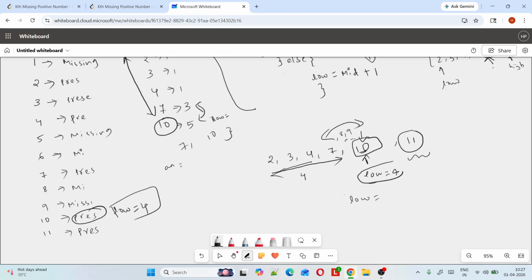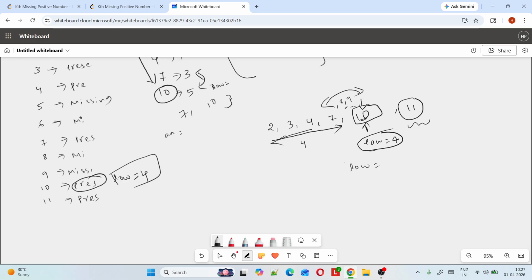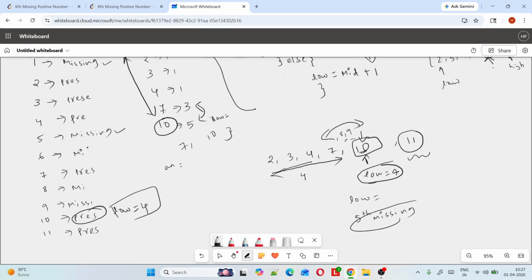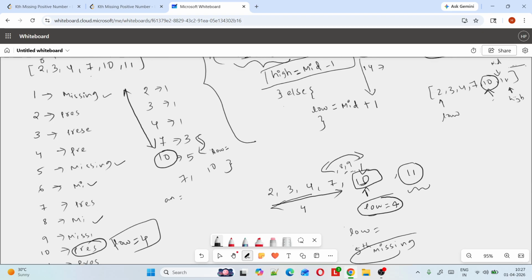So this index also denotes that, right? This index is 10, which means there are four numbers before it. Now, since you have to calculate the fifth missing number, remember, here how many missing numbers? 1, 2, 3, 4, and 5. Total 5 missing numbers.